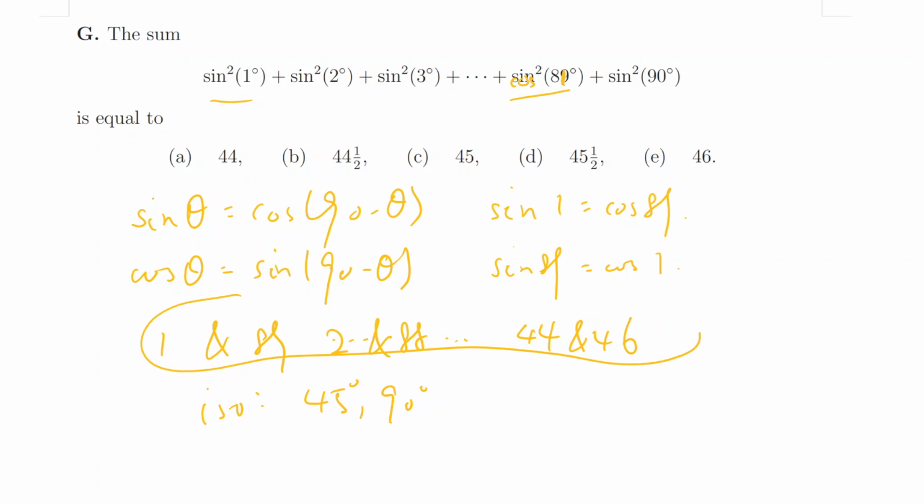How many pairs do I have? 44 pairs. Each pair gives me 1, so the summation of this is 44. How about the isolated ones? Sine squared 90 is definitely 1. Sine squared 45 is 1/2. Again, please learn your trig values, you need them for the exam. You add them all up, 45 and a half. Not too deep.